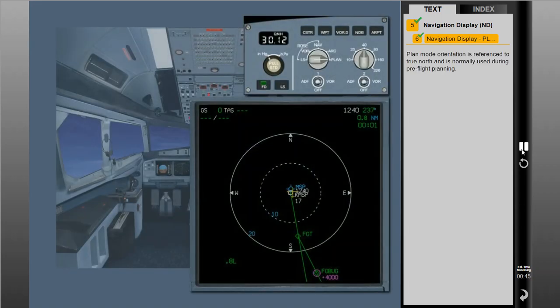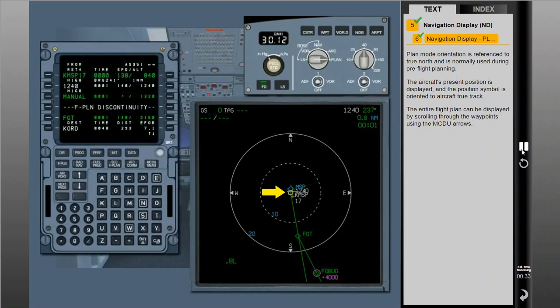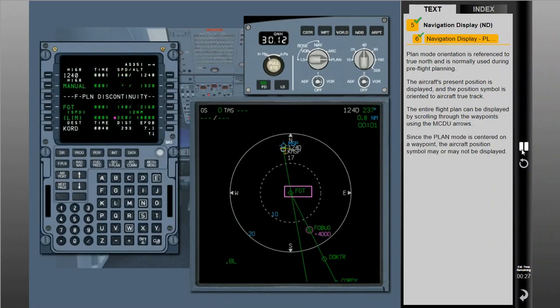PLAN mode orientation is referenced to true north and is normally used during pre-flight planning. The aircraft's present position is displayed and the position symbol is oriented to aircraft true track. The entire flight plan can be displayed by scrolling through the waypoints using the MCDU arrows. Since the PLAN mode is centered on a waypoint, the aircraft position symbol may or may not be displayed.